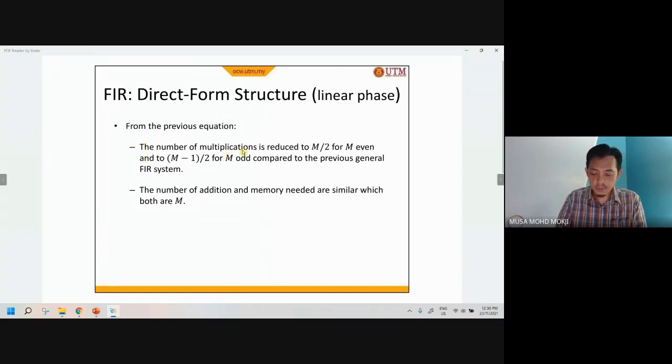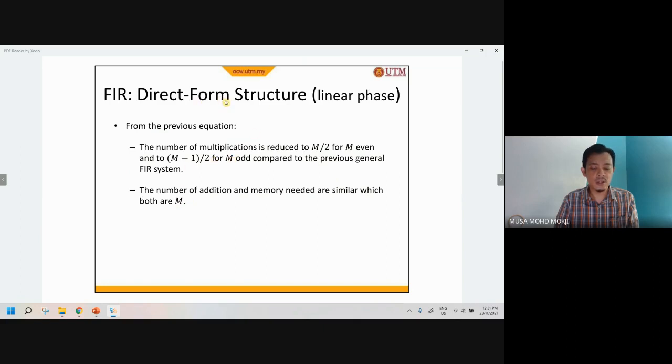The number of multiplications is reduced to m over 2 for m even, and to m minus 1 over 2 for m odd. So what is the m again? M is the highest index that you have in your impulse response. So this is the one that we can reduce. We can reduce the number of multiplications. The number of additions and memory needed are similar, so we reduce that.